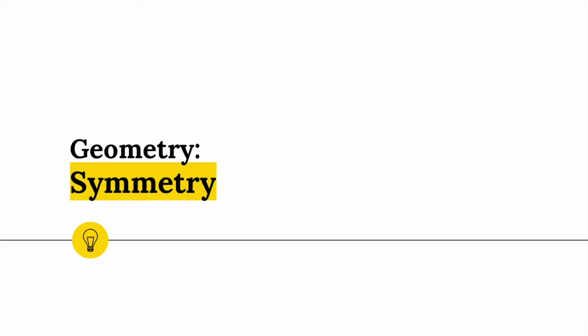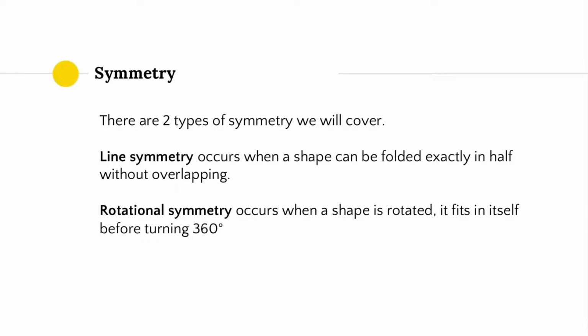Hey everyone, this is the last topic of geometry, which is symmetry. Now there are two main types of symmetry: line symmetry and rotational symmetry. Line symmetry occurs when you can fold something in half without anything overlapping. Rotational symmetry is when you rotate it and it's exactly the same shape.